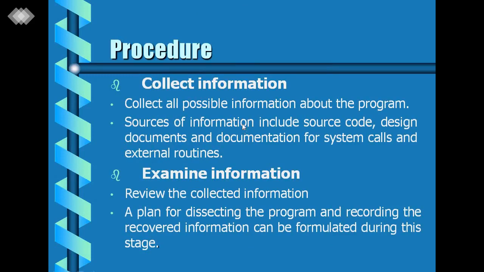Now the procedure: collect all possible information about the program. Sources of information include source code, design documents, documentation of system calls, and external routines. Then examine information: review the collected information, plan for dissecting the program, and record the recovered information that can be formulated during this stage.